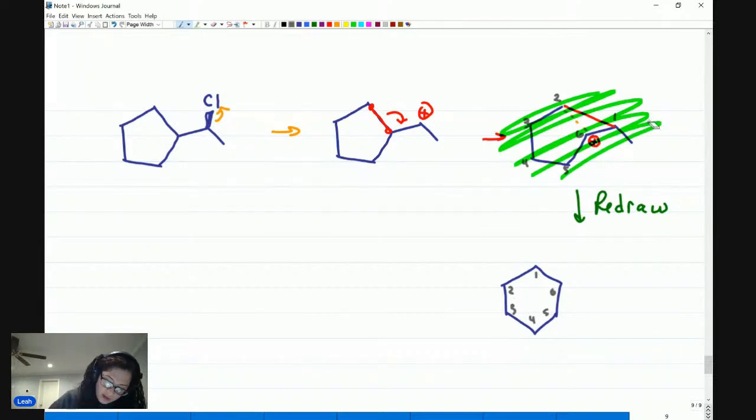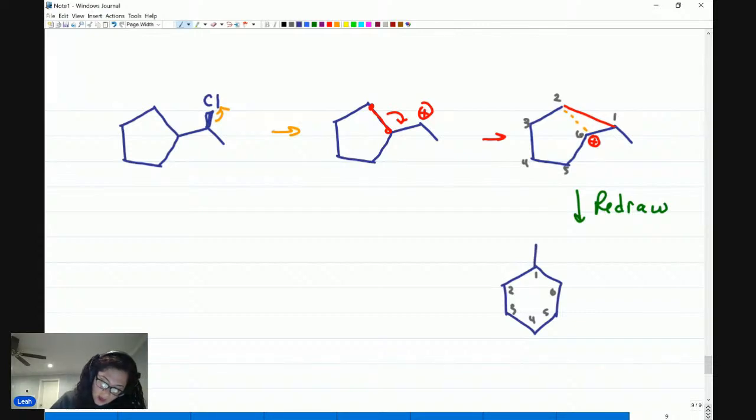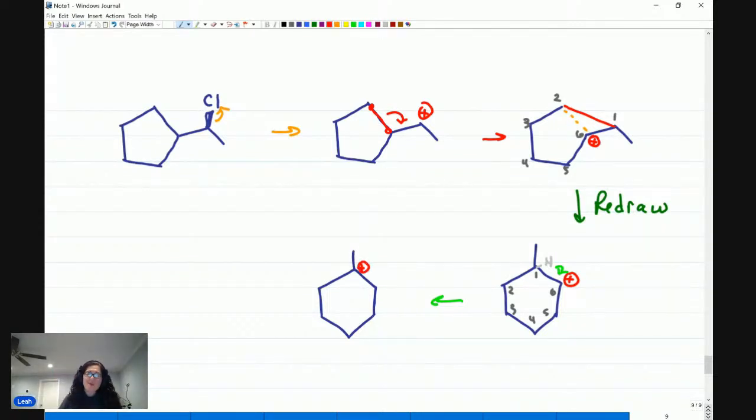On carbon 1, let's take a look. I have a methyl group, so I'll add it right here. On carbon 6, I have a carbocation right there. The bond used to be between 2 and 6. It used to be right there, but it's not. And now, well, let's not forget the old rule. A carbocation on a secondary carbon near a tertiary carbon, hydride shift. So I will have another rearrangement to give me the most stable substituted carbocation right here. Now I have a stable carbocation.